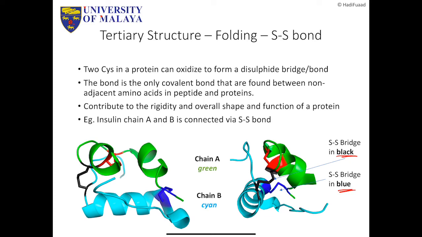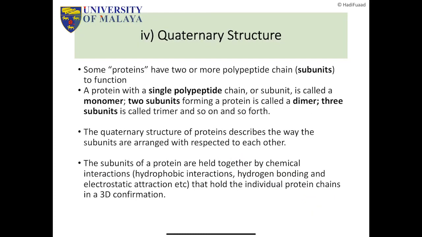Okay, you can see, the green is chain A, cyan is chain B, and if you follow the backbone, you can see this disulfide bond forming between the two chains, colored in blue, and another one attached to the red, colored in black. Okay, and we have one internal disulfide bond over here. So that's it for tertiary structure.